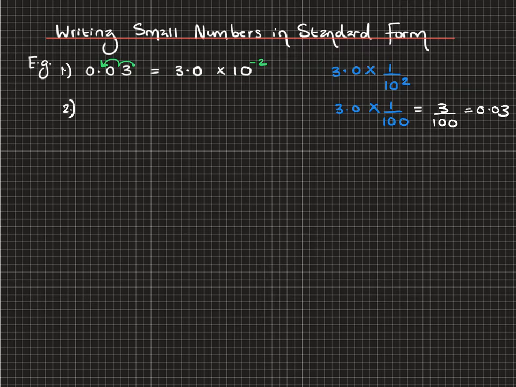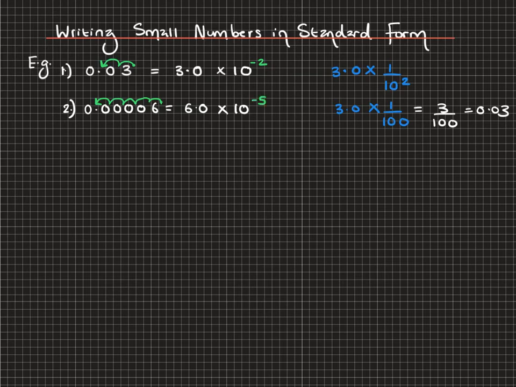Let's take a look at another small number. So this time 0.00006. So the starting point of this number is going to be 6.0. You can write 6 if you want to. I quite like putting the decimal point in because it helps me work out how many jumps I need to make. So if there's a decimal point there, that's 1, 2, 3, 4, 5. So it's 6.0 times 10 to the negative 5.